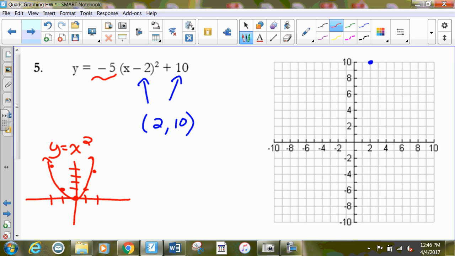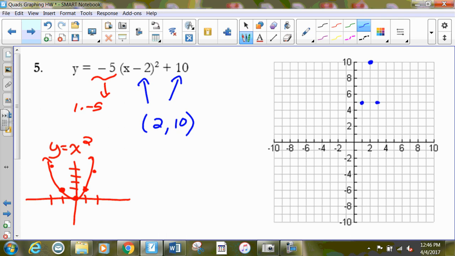So my first points are always up 1, but when I have a negative 5, that tells me 1 times negative 5, which gives me a negative 5. So my points, instead of going over 1, up 1, I'm going to go over 1, down 5. Let's see here. And over to the left, down 5.